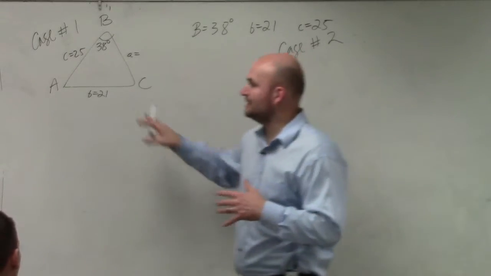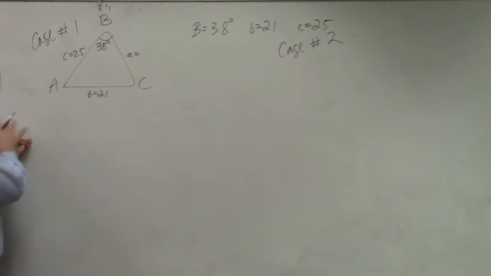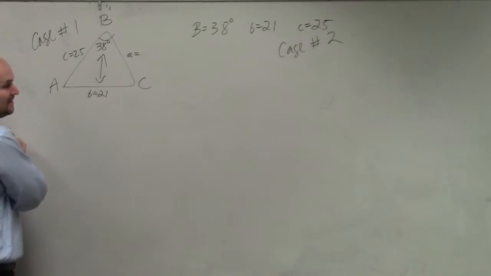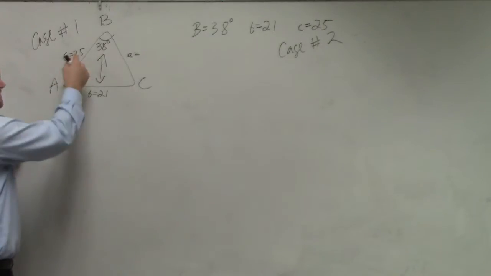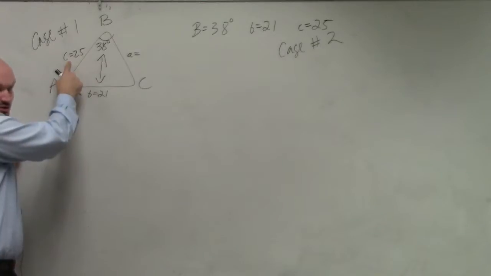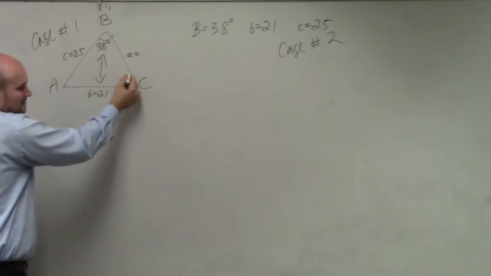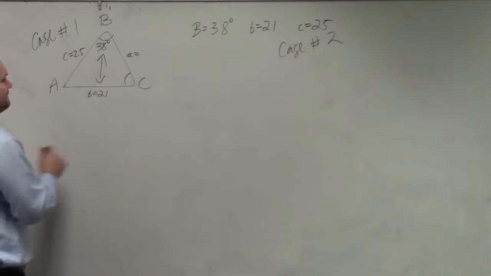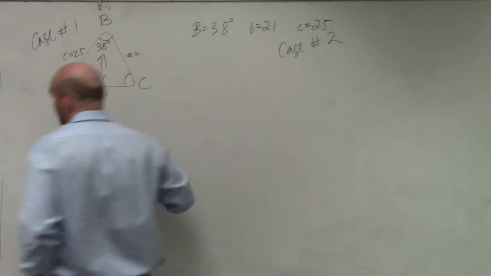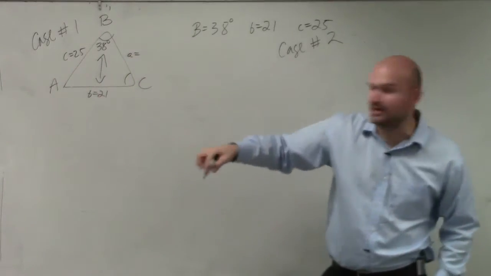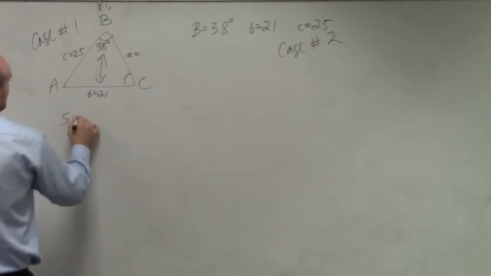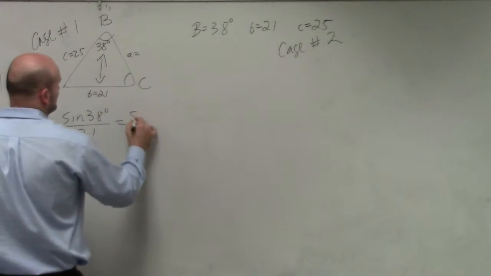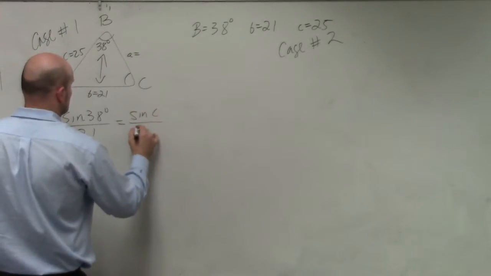So the first thing I look at is using the law of sines. What should I solve for? I have a ratio of b over sine of b. So therefore, the only other information I have is side of c, right? So it makes sense then for me to solve for angle c. Does that make sense? Yes? No? So since I'm solving for an angle, I'm going to want to make sure my angles are in my numerator. So I will have the sine of 38 degrees all over 21 divided by sine of c all over 25.